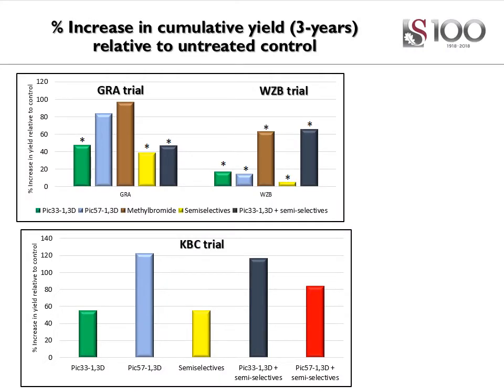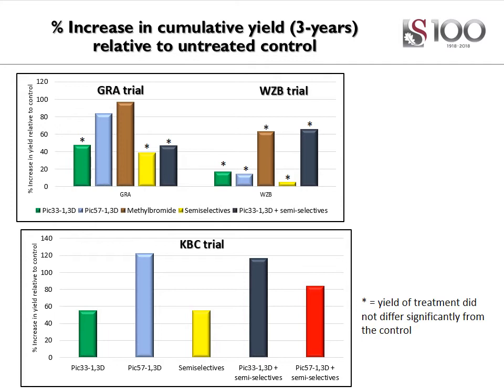The graph shows the percentage increase in yield relative to the untreated control. In two of the trials, GRA and KBC, a good response was seen to fumigation, which is the light blue and green bars. In both trials, the fumigant with the higher chloropicrin content, the 57% one, outperformed the PIC 33 fumigant. In the graph, the bars or treatments that have an asterisk above it did not differ significantly from the control when we assessed the yields.